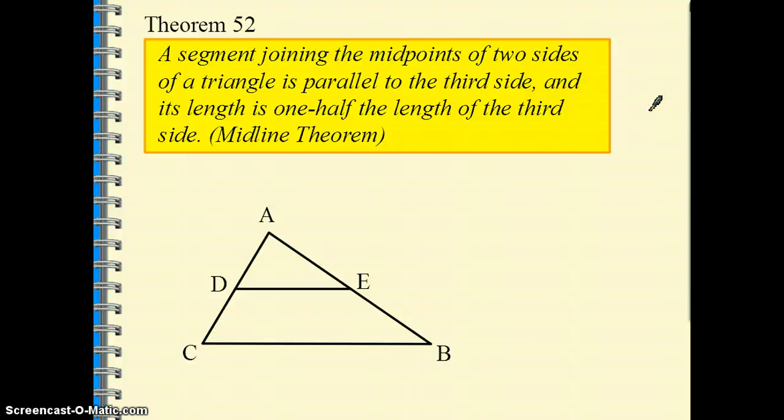Now, for Theorem 52, we're talking about a new property of a triangle called a midline. Let's just see Theorem 52.